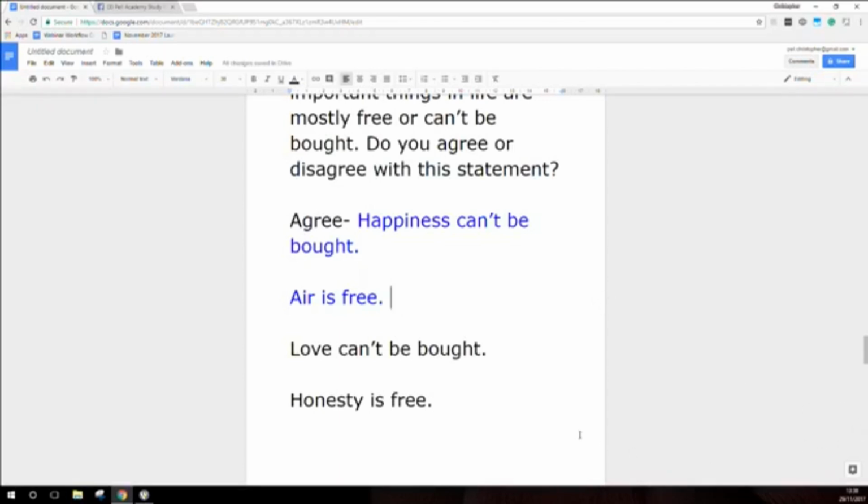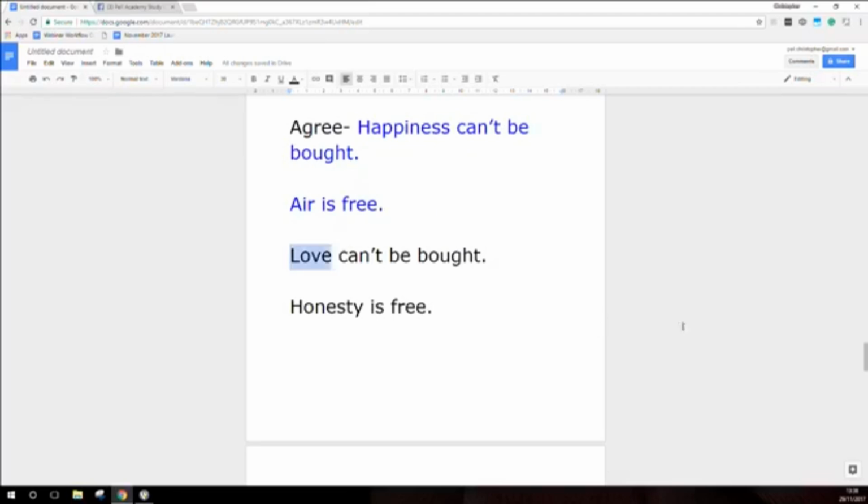Nestle are probably the most horrible company in the world. Love can't be bought. Go to certain parts of the world and you can buy it. But anyway, love can't be bought. Yeah, right. So you'd explain why that is.